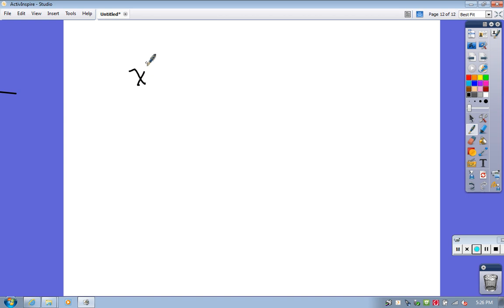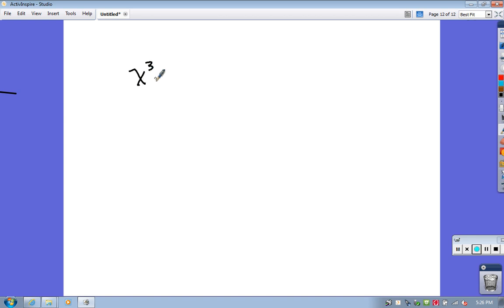Find all the zeros of x cubed minus 5x squared plus 17x minus 13. Find all the zeros for that. And then you guys can talk about it, do examples, and I'll show you how to do it, or at least how I do it.